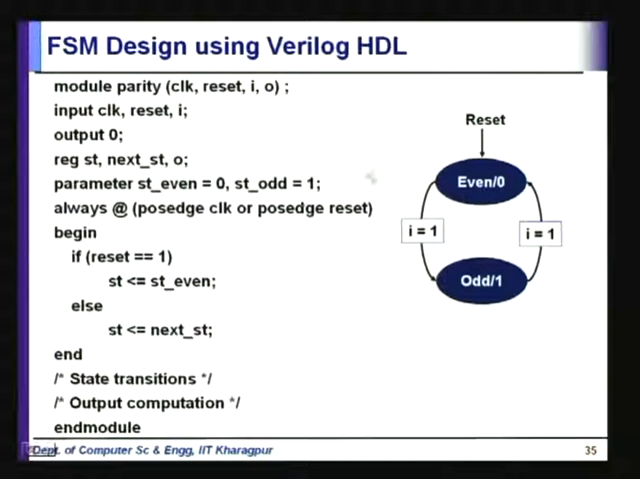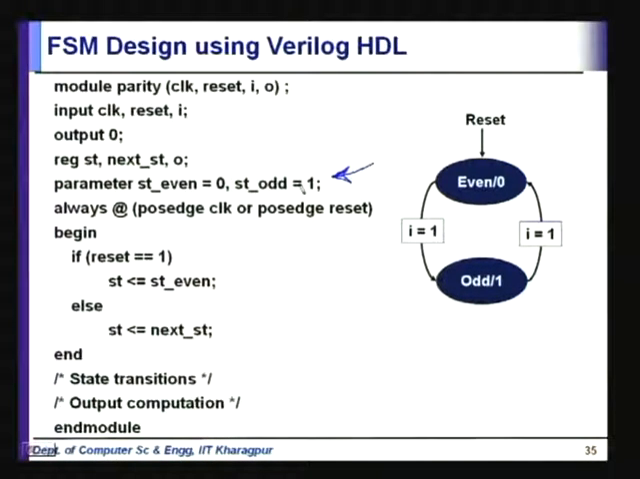We are using two parameters here. What is the use of parameters? Parameters are like variables which you will use in your description, but the value that it takes can be simply set here. So your definition of the state even is 0 and the definition of state odd is 1. That is the encoding of the state.